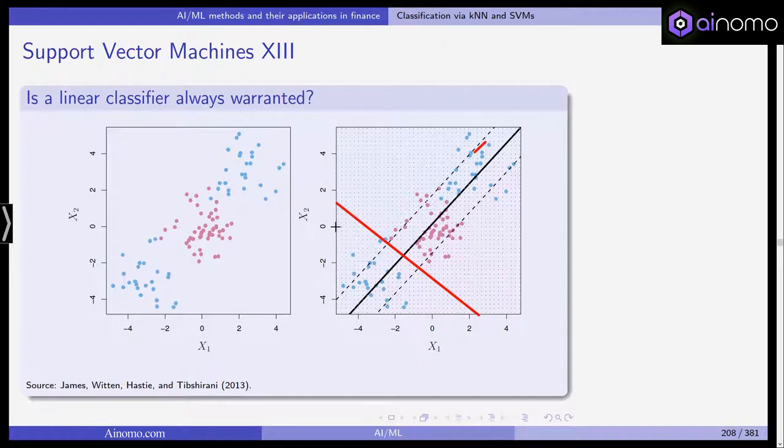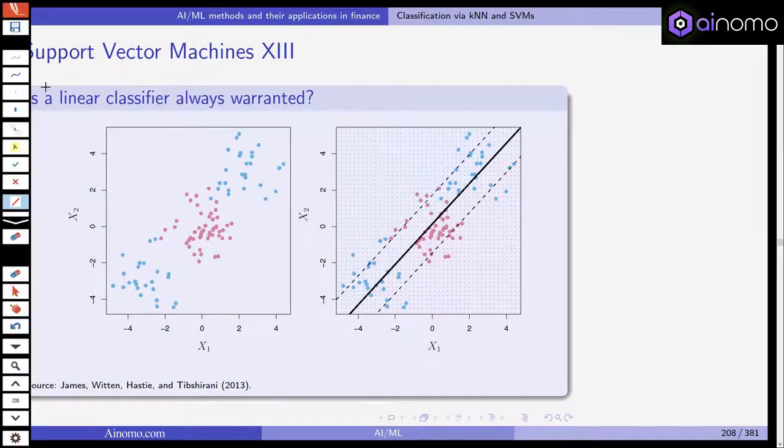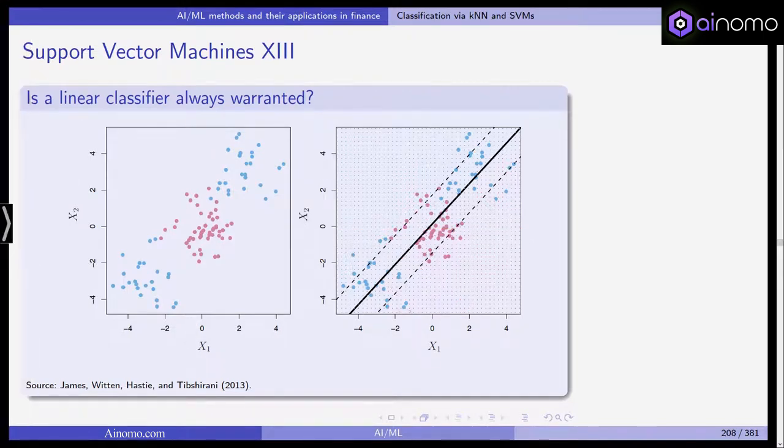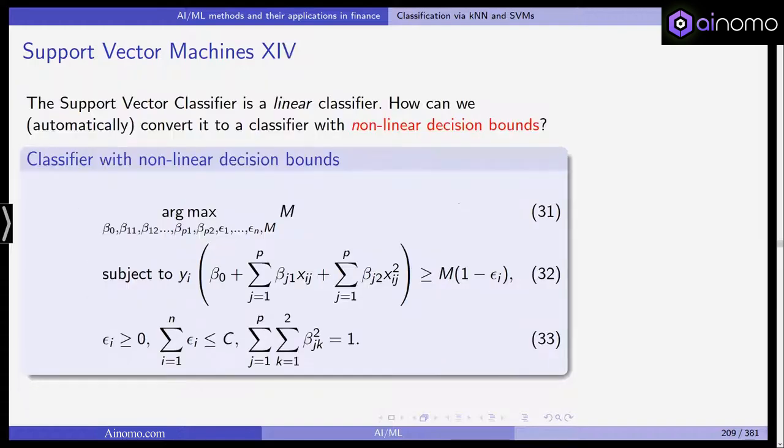You can use a hyperplane like this. It doesn't really help. What you really need is something that is nonlinear. For example, it could be something like this, or it could be something like this. So a linear hyperplane is not warranted here, and we need a nonlinear classifier, and this is where we finally get, in the next couple of slides, to the support vector machines.